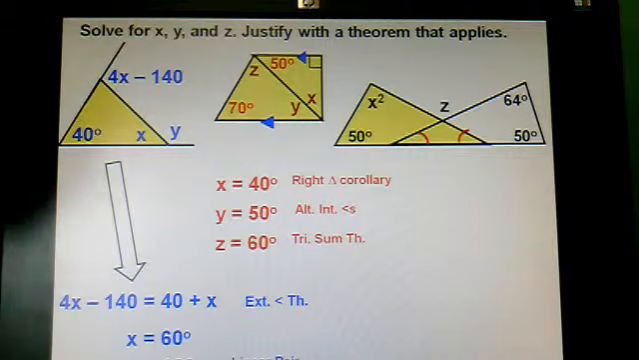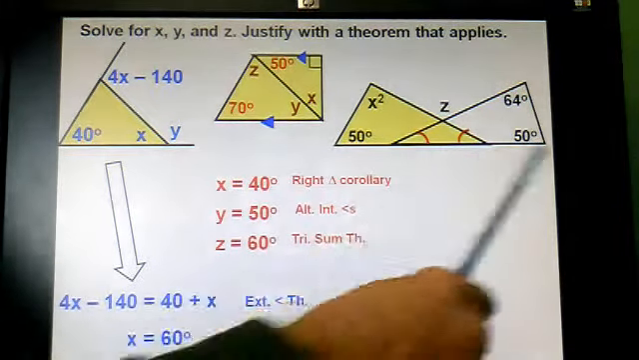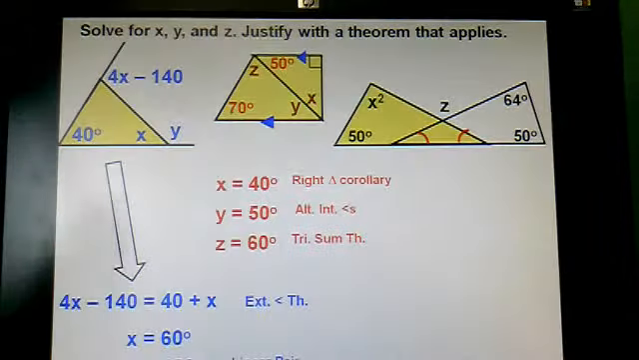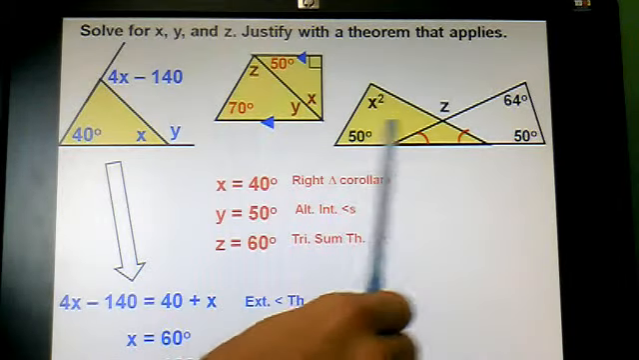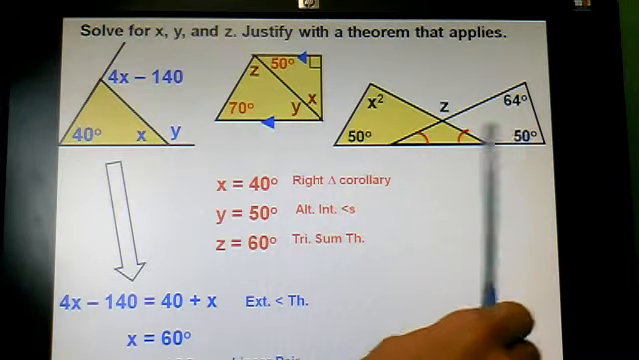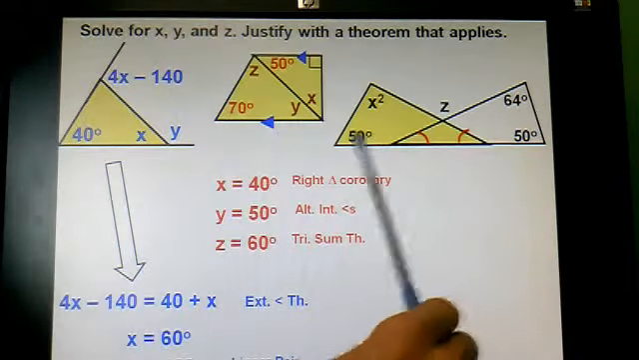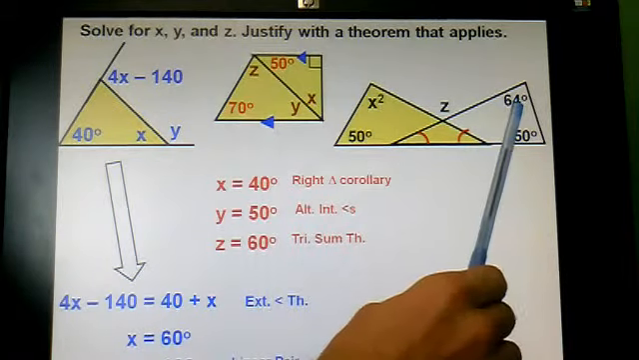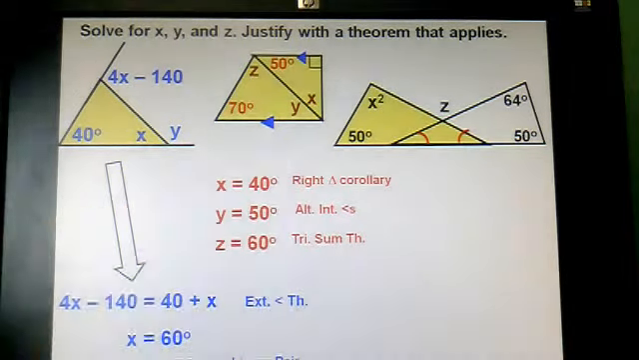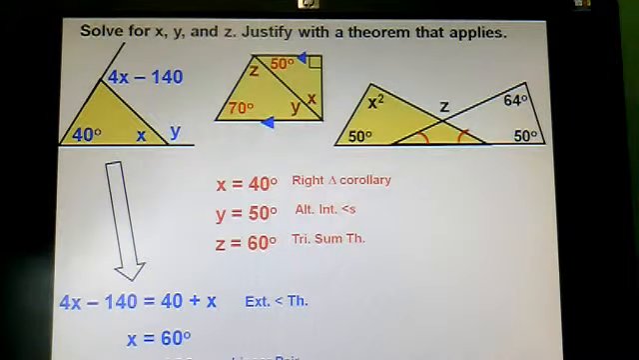A big thing to think about is which corollary applies. Hoping you see the yellow triangle and the white triangle overlapping each other, and they have two congruent angles. The two bottom angles for the yellow triangle are the same as the two bottom angles for the white triangle. So if these are congruent and these are congruent, then the x squared and the 64 should be the same. And it's a quadratic, which means you're going to get two answers for x.